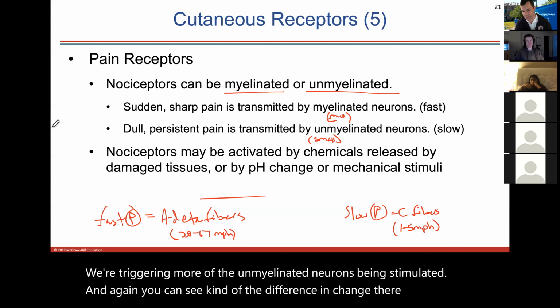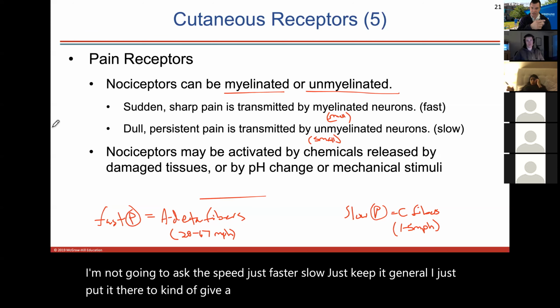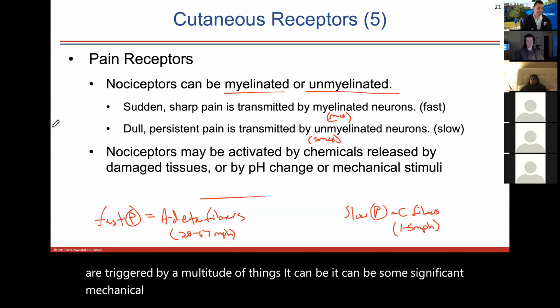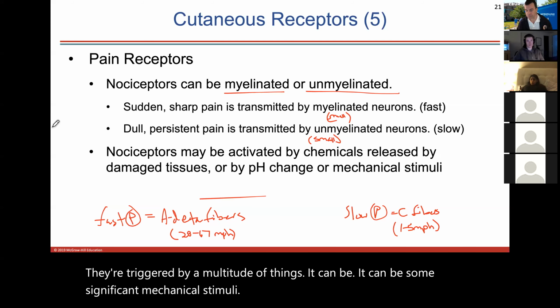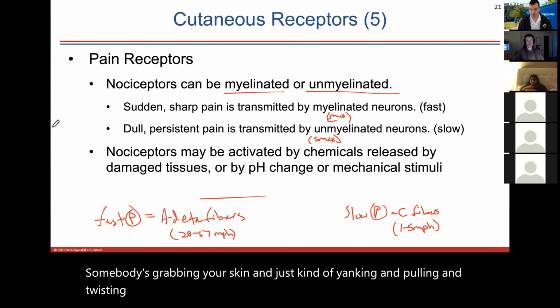I'm not going to ask the speed, just fast or slow. Just keep it general. I just put it there to give a visual. When it comes to pain receptors, they are triggered by a multitude of things. It can be some significant mechanical stimuli, rug burn, somebody grabbing your skin and just yanking and pulling and twisting in all different directions. That's pretty extreme mechanical stimuli.